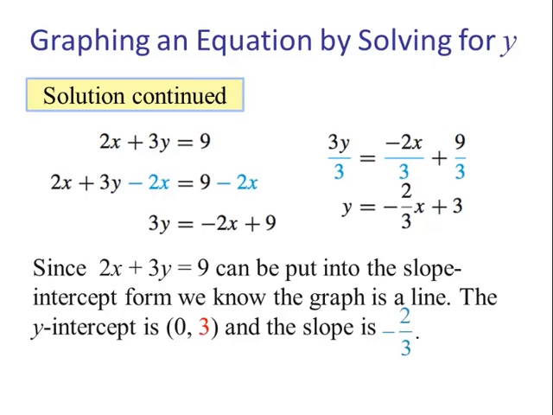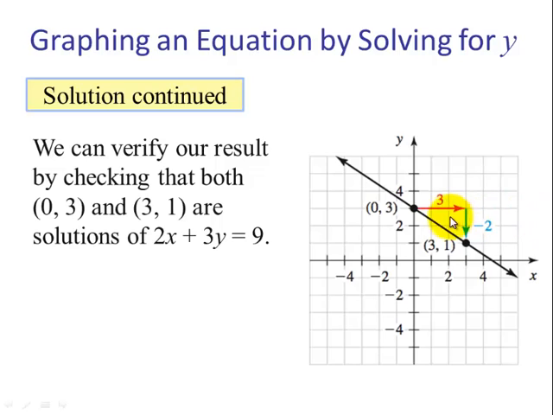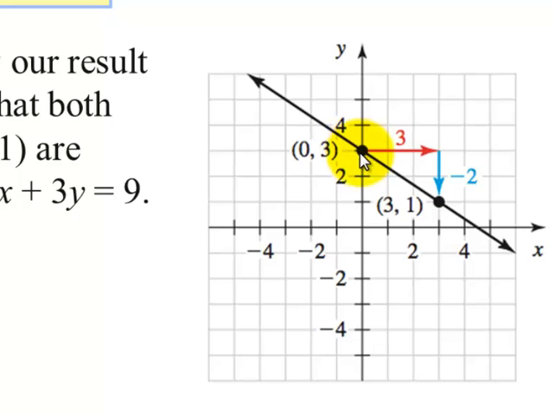The y-intercept is (0, 3), and the slope is negative 2/3. We can verify our result by checking that both (0, 3) and (3, 1) are solutions to 2x plus 3y equals 9. So we have our graph here. Here's the y-intercept, and if we use our slope, negative 2/3, that means that we rise a negative 2, we go down 2, and then we run a positive 3. 1, 2, 3. And that's where this point (3, 1) came from.